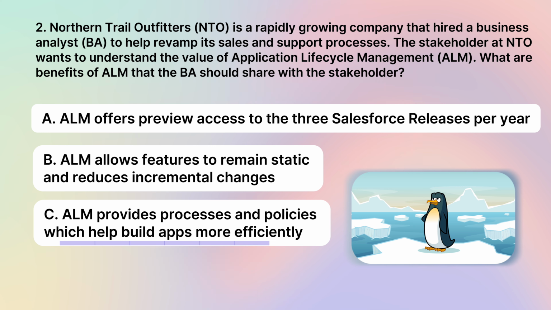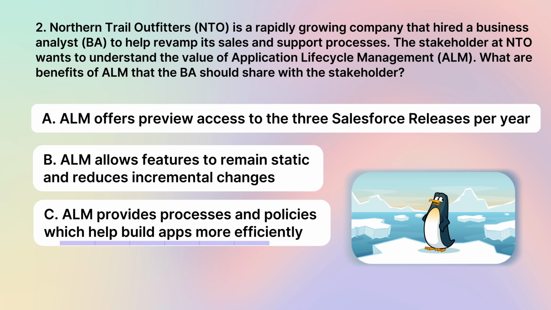C is the correct answer because, according to Salesforce's documentation, ALM, Application Lifecycle Management, provides processes and policies which help build apps more efficiently. This means that ALM can streamline the development process, improve collaboration among team members, and ultimately lead to faster delivery of high-quality applications.